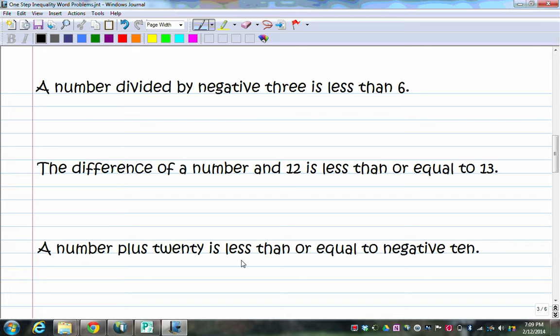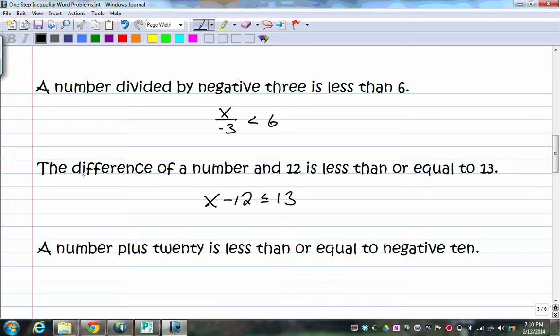Okay, a number divided by -3 is less than 6. So a number divided by -3, remember a fraction shows division, is less than 6. The next one, the difference of a number and 12 is less than or equal to 13. So the difference of a number and 12 is less than or equal to 13.